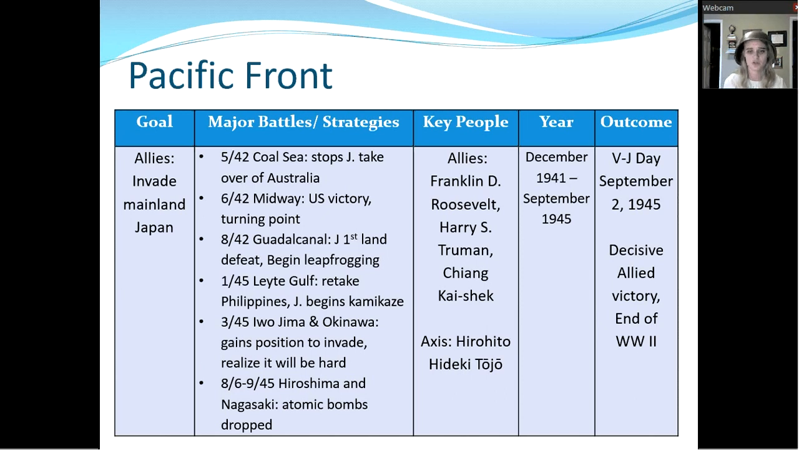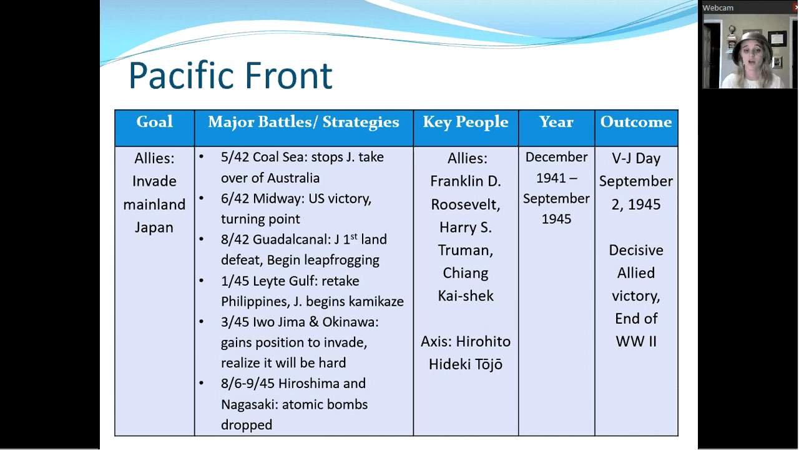So the key people, as you can see here, we've got Franklin Roosevelt and Harry Truman, obviously the 2 presidents involved. Chiang Kai-shek is the leader of China. China was our ally. Japan had invaded China, and they were kind of our Asian allies in this side of the war. We were much stronger than China, but they're going to be an important ally later, so don't forget that name, Chiang Kai-shek. And then we have the Axis powers in this, Emperor Hirohito and then Tojo, who we've talked about quite a bit, who is the leader of the Japanese military.